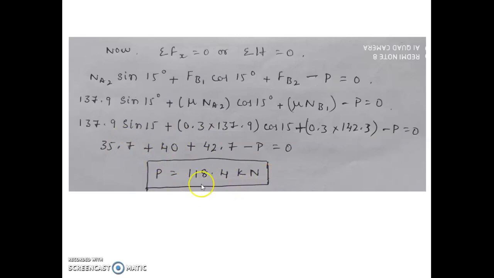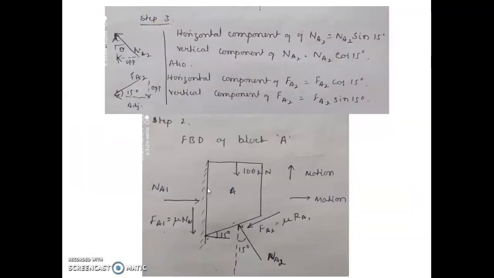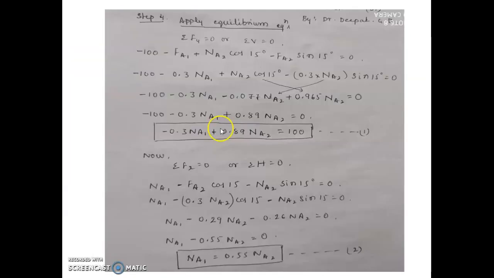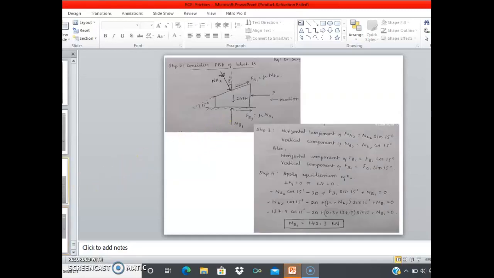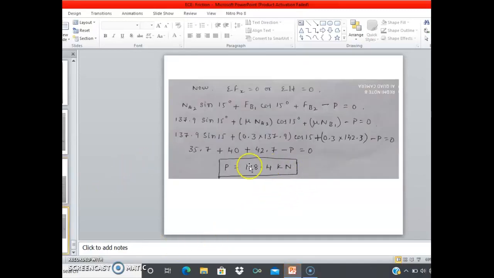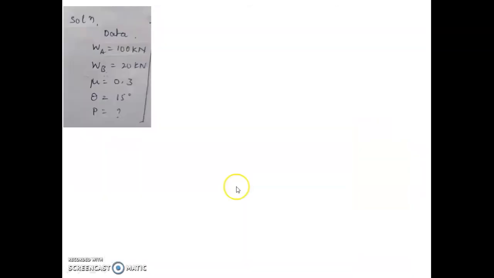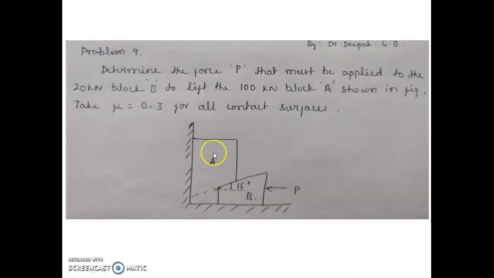Hence, I require this pushing force to lift the block A of 100 kilonewtons. How much pushing force to lift block A do I require? I require 118.4 kilonewton to lift the block A weighing 100 kilonewtons. Hence the problem is solved.